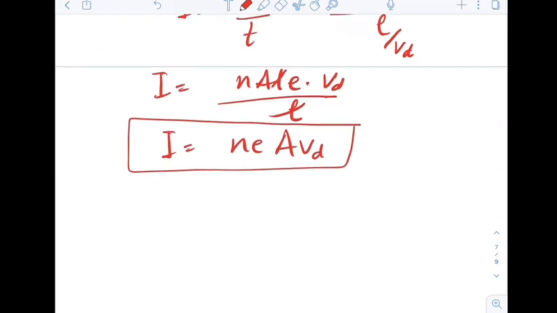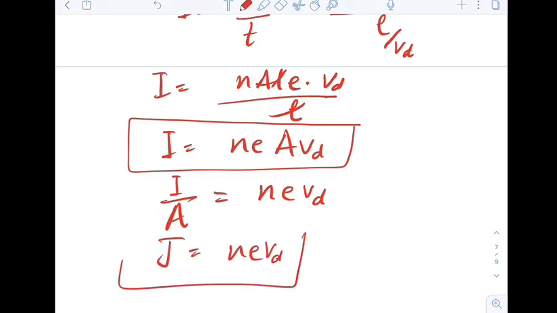Now we can change this equation by putting A on this side, N e Vd, and I by A becomes J, so J is equal to N e Vd. So we have dealt with the relation between drift velocity and current.